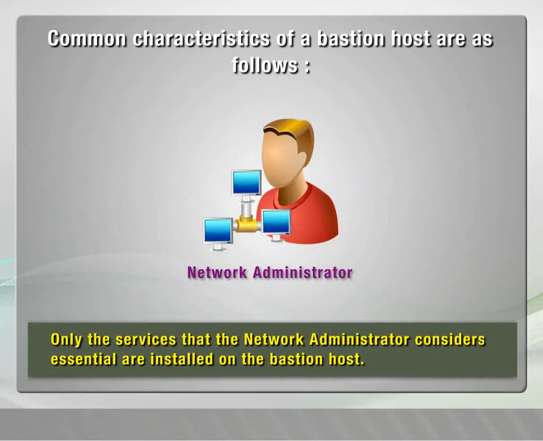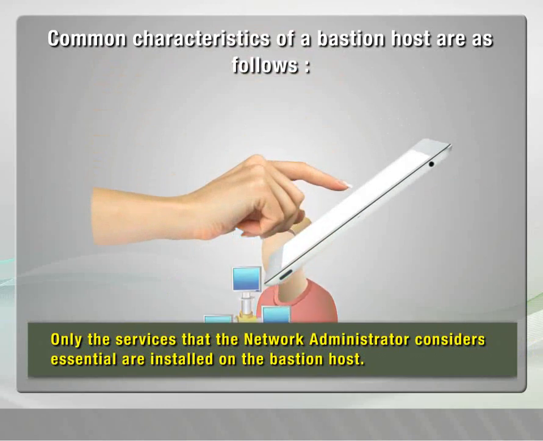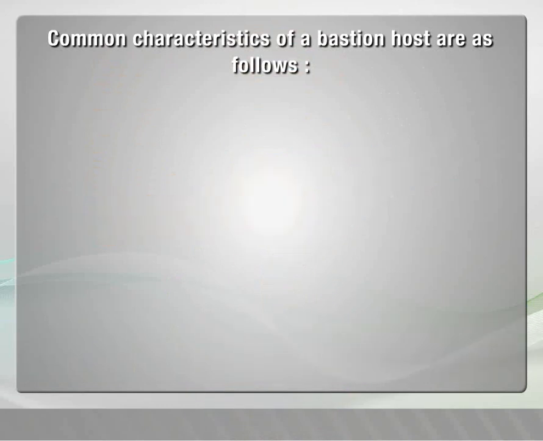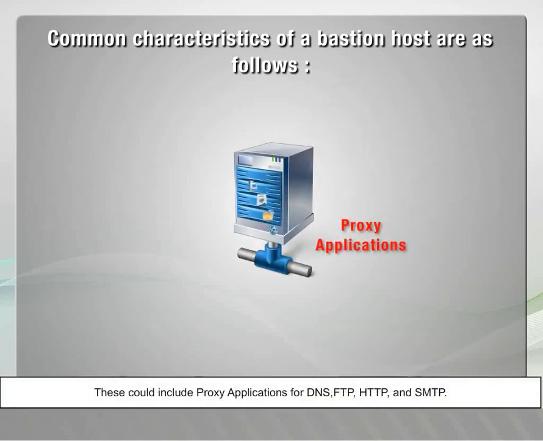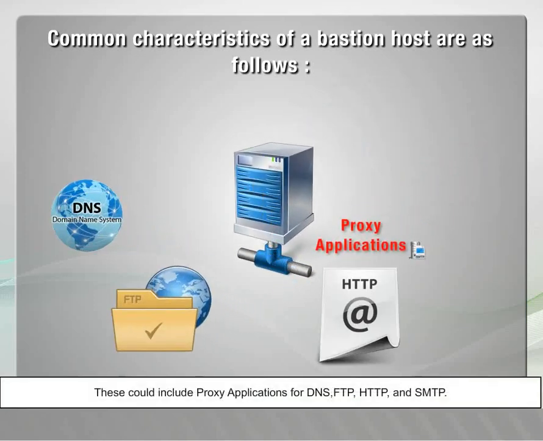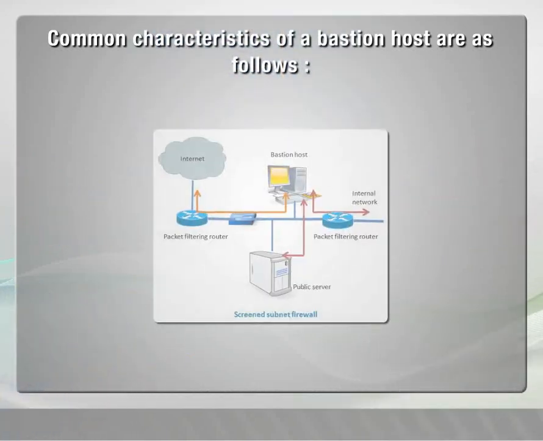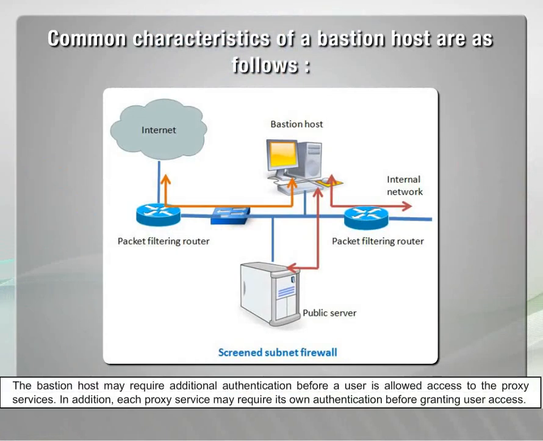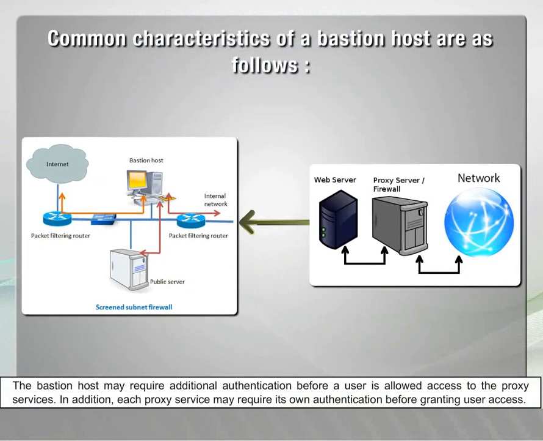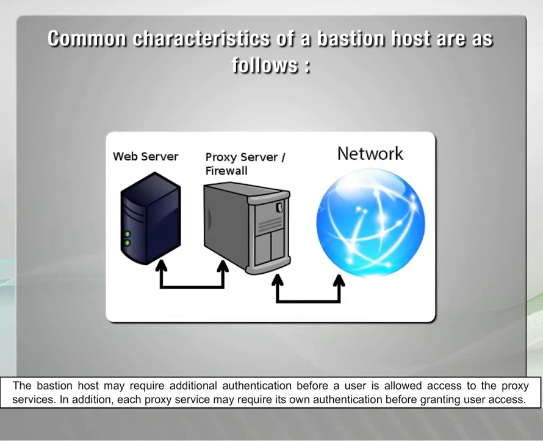Only the services that the network administrator considers essential are installed on the Bastion host. These could include proxy applications for DNS, FTP, HTTP, and SMTP. The bastion host may require additional authentication before the user is allowed access to the proxy services. In addition, each proxy service may require its own authentication before granting user access.